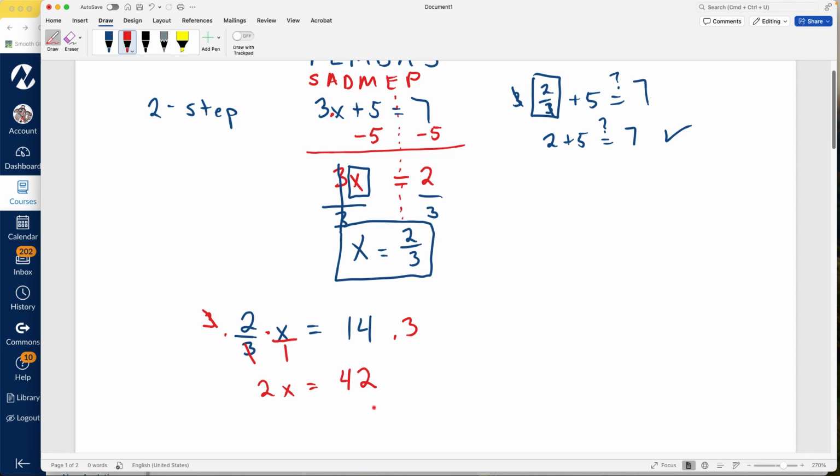Sometimes, watch me, because sometimes I get these wrong. So you say, oh, he's a math teacher. He must know what he's doing. Not always, especially with arithmetic. I just kind of, okay. Now what do we need to do? Because we don't have x by itself yet. We then divide by 2. And we get x equals 21.